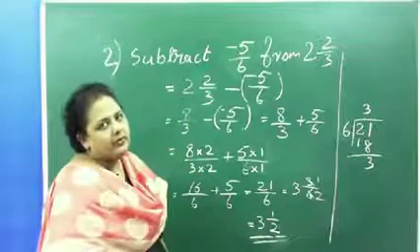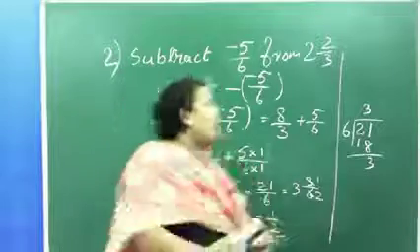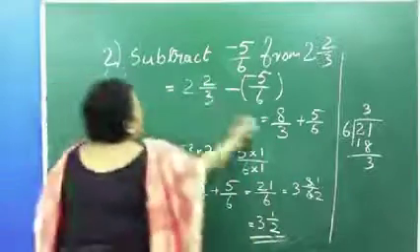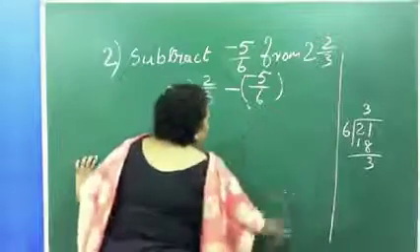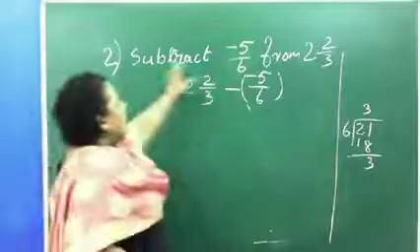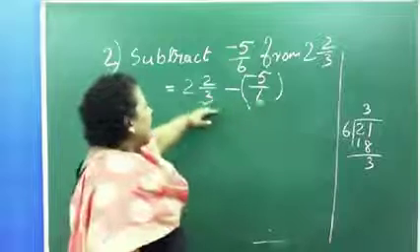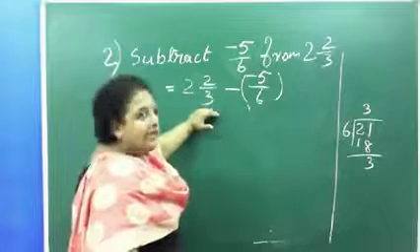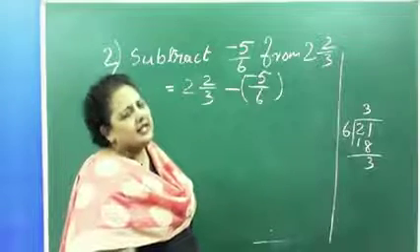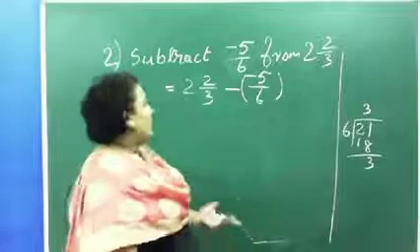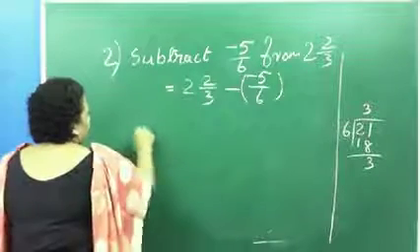I hope you all got how to do it. If you are not writing in this form, you will get different answers. Since the statement is given as subtract negative 5 by 6 from 2 by 3, you have to write in this form itself. Otherwise, you will get a wrong answer. Same way, another method: one question will come as take away.